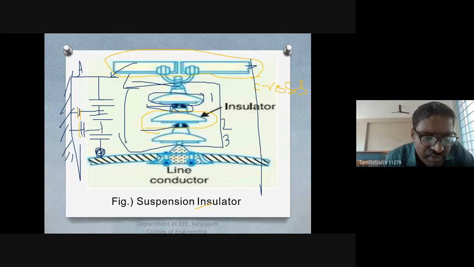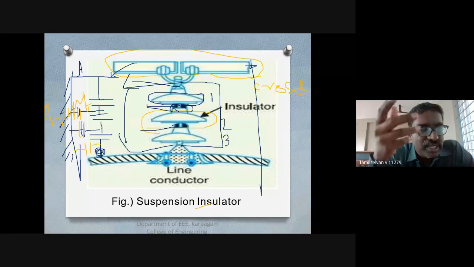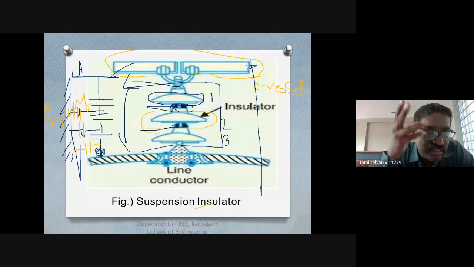So there is a capacitance that exists between the metallic links and the tower, and between these metallic links and those of the neighbor, there will also be a capacitance. This is called the shunt capacitance. Due to this shunt capacitance, there is a charging current.